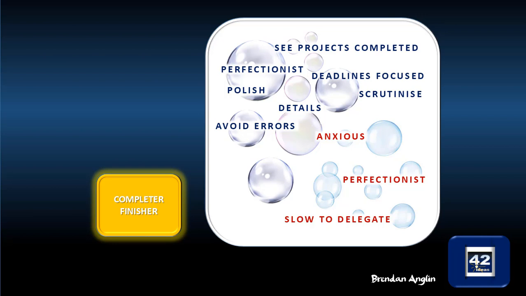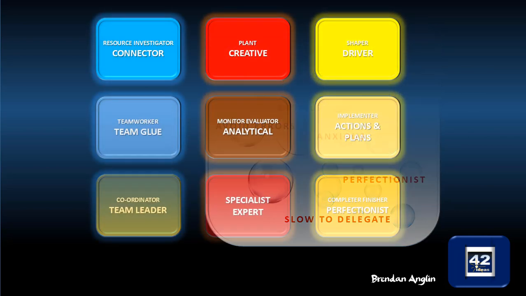The problem with a completer finisher is that they can get very anxious. They're perfectionists, and they can be very slow to delegate. These are the 9 Belbin roles.